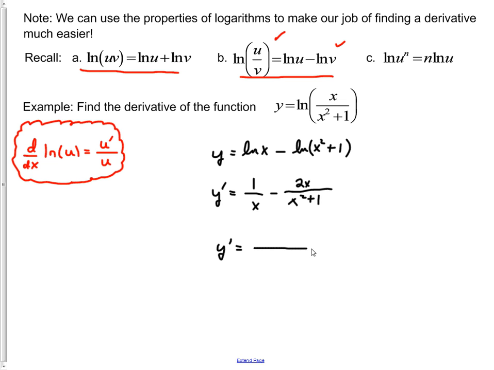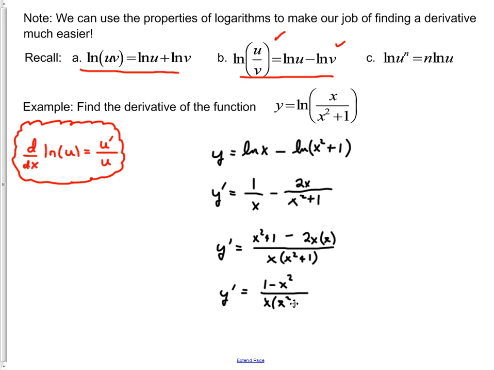So we'd have to take x times the quantity x squared plus 1, since they don't share any common factors. And I'd have to take x squared plus 1 and subtract from it 2x times x. So the denominator over here times 2x, the denominator x squared plus 1 times 1. And then simplify, y prime would become 1 minus x squared divided by x times x squared plus 1.